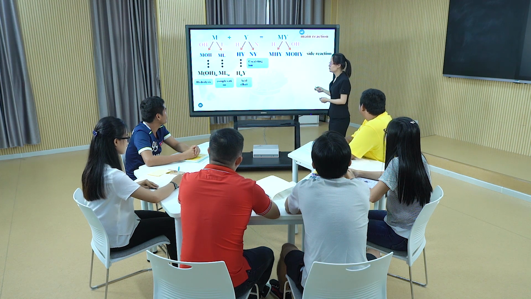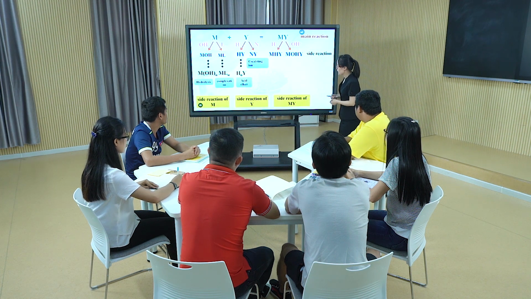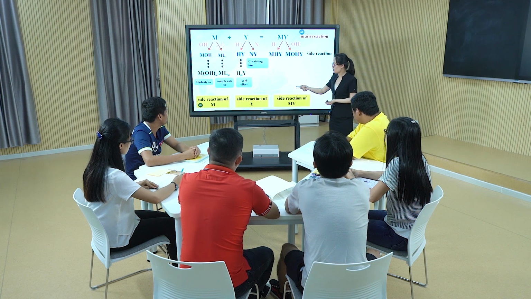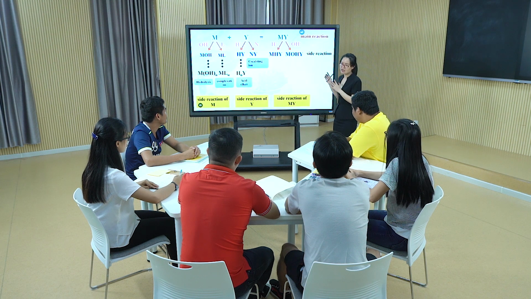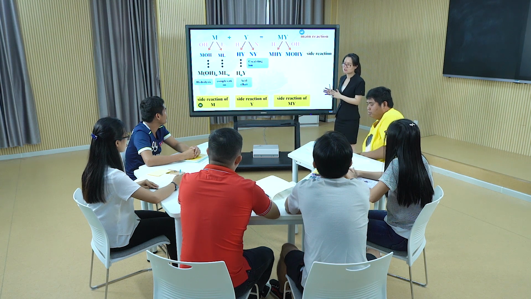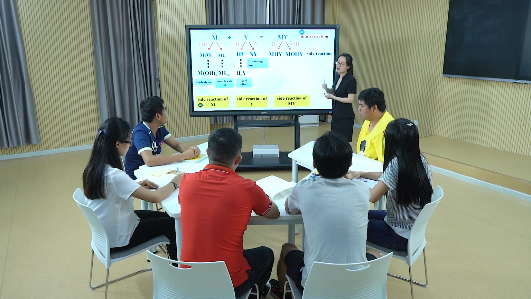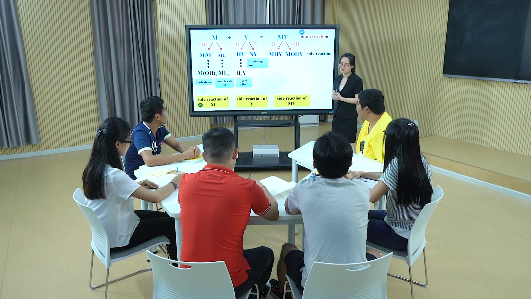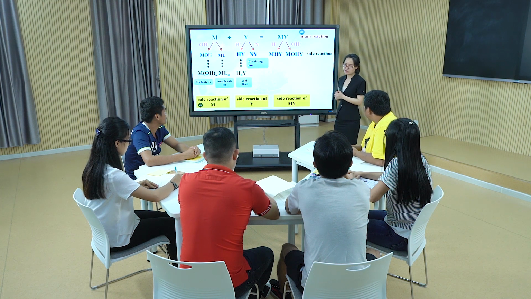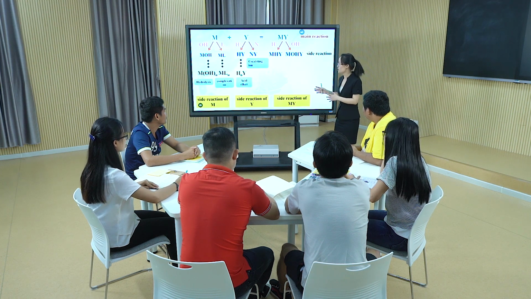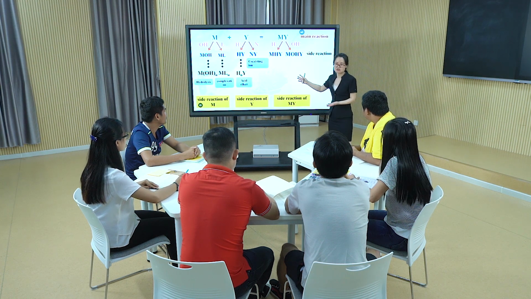So now we know that the side reaction of M, the side reaction of Y, and the side reaction of MY have different effects on this main reaction. Until now, you may ask, we want to know why some complexometric titrations can be carried out at pH 10 or 5. Then why are we talking about this?